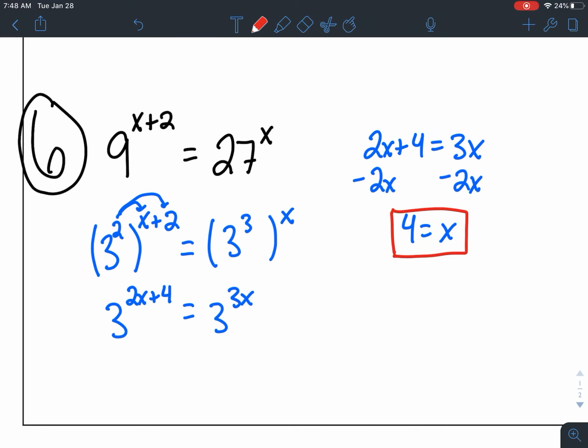Definitely more complicated than the others, but still the same process. I'm still making sure my bases are the same, setting their exponents equal to each other, and solving.